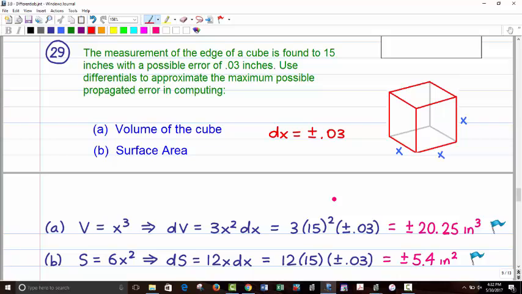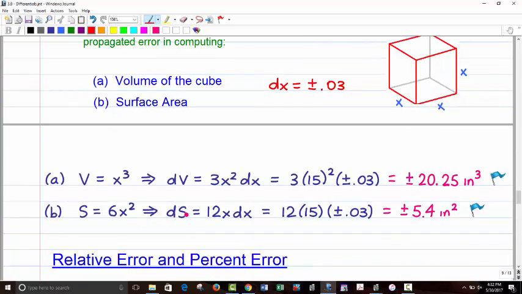The surface area, so ds would be 12x, derivative of 6x squared, 12x dx. So I put in the same 15, I put in the same plus and minus 0.03. I get plus and minus 5.4 inches squared.